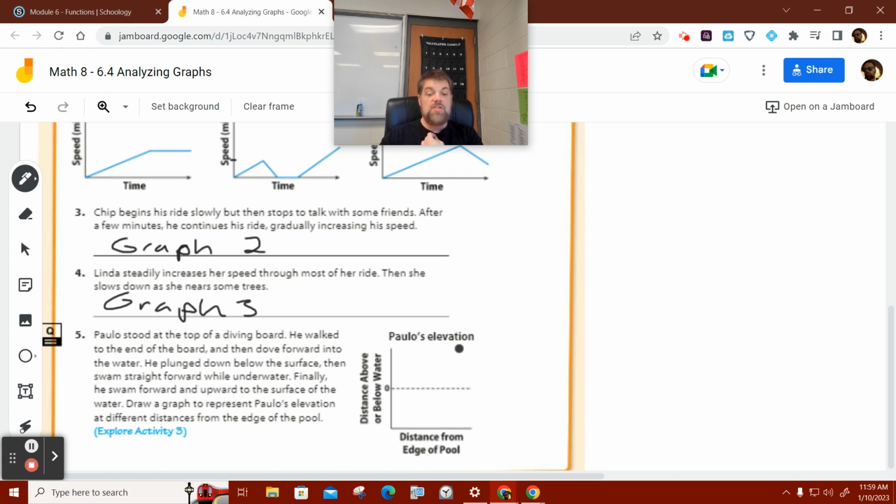Draw a graph. So we're going to assume that this is the diving board. So he goes up, right? But we don't need to draw a line there. So somewhere up here, I'm going to change the color. Somewhere up here is a diving board. He walks out to the edge of the diving board. Then what does he do? He jumps into the water. He splashes through the water, keeps going downward. Then he swims underwater across. Then he comes up out of the water, still swimming forward.